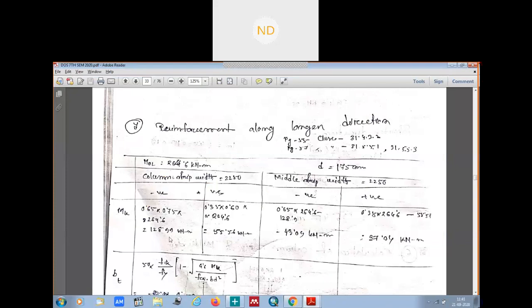So in this way we have calculated the negative moment for the column strip. The alternate design moment we have got to be 120.99 kilonewton meter.